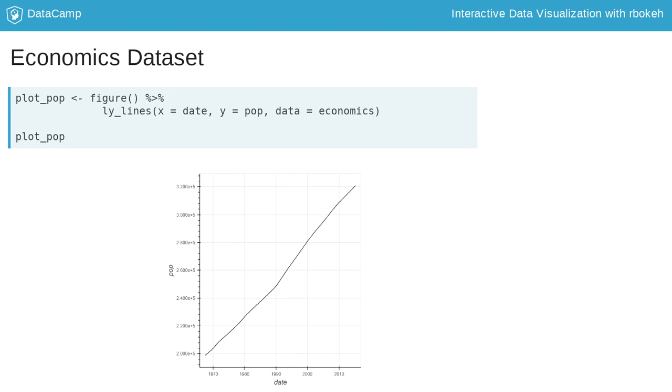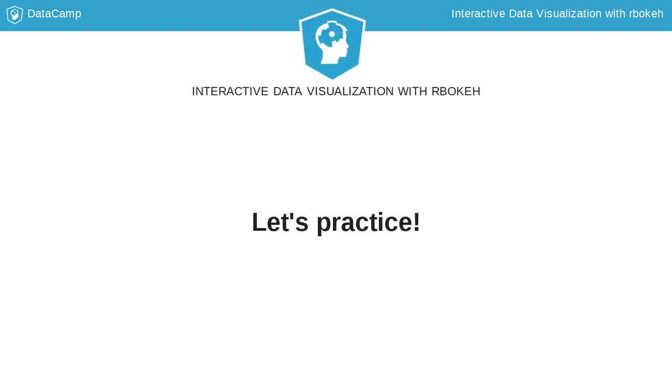Notice that you can assign the resulting figure to plot_pop, then print it by writing plot_pop. This is because rbokeh figures are objects that you can save, retrieve, and modify later. Now it's time to practice. In the next set of exercises, you will practice more using the economics data.